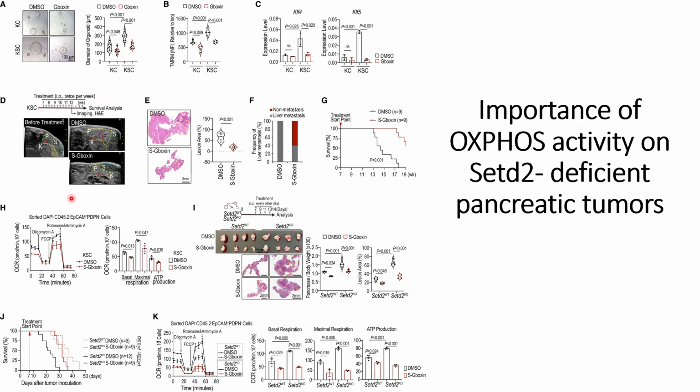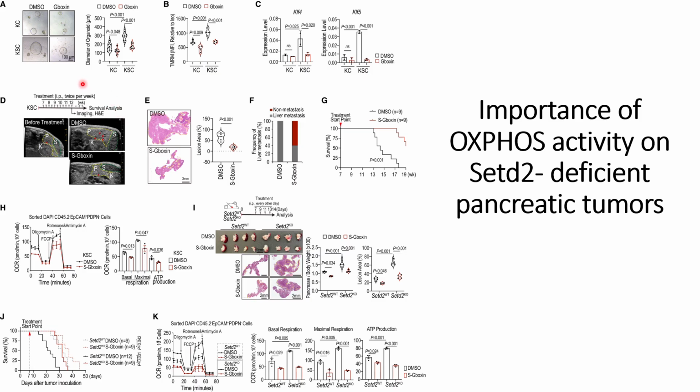Thereafter they did the in vivo study using the modified version of Gboxin, that is Sgboxin, which is used for in vivo injection, and they did imaging or H&E staining after 12 days. We can see that before treatment the pancreas, spleen and kidney look like this, and after the treatment we can see that the malignant infected area increases in the DMSO group, whereas it decreases in the case of Sgboxin.